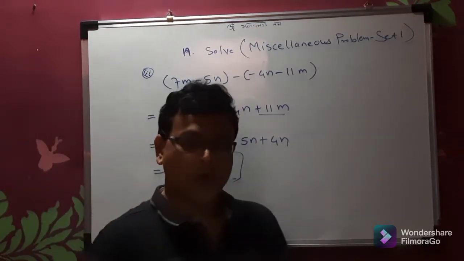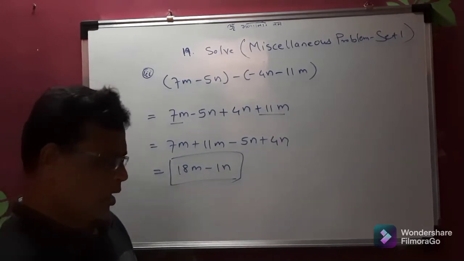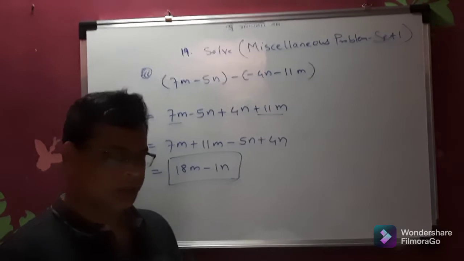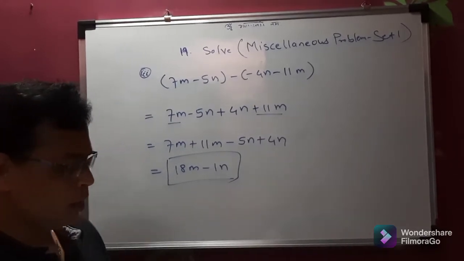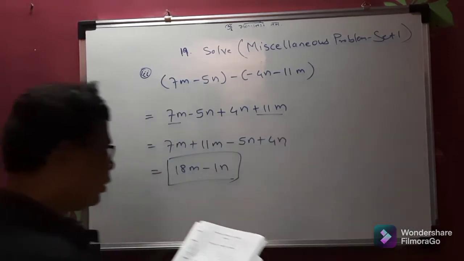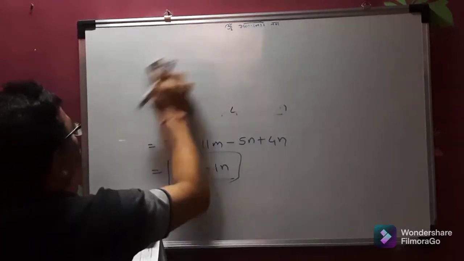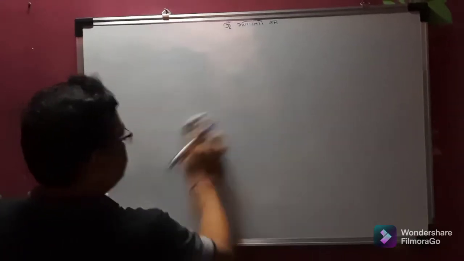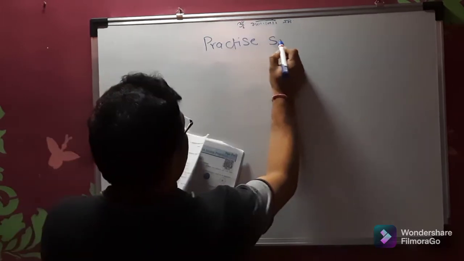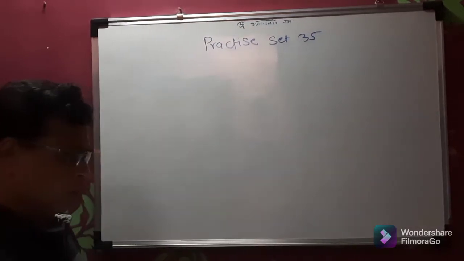So we have now completed problem set 34. Now we will go for problem set 35. Problem set 35 is for multiplication. It means we have to do the multiplication of these expressions, maybe a monomial or binomial. So we will go for problem set 35. We will solve the first problem.